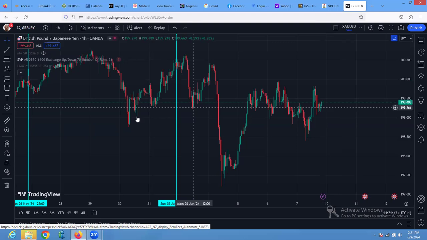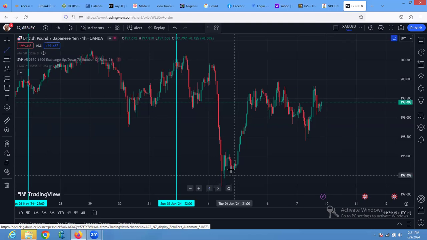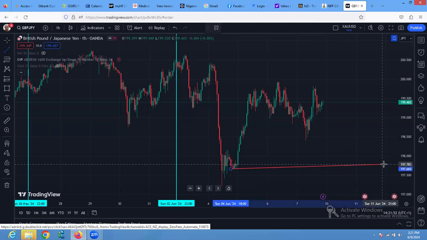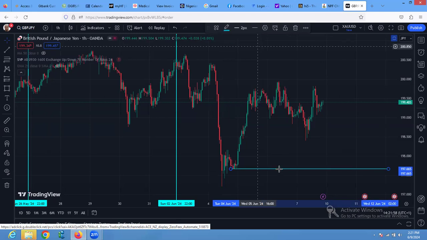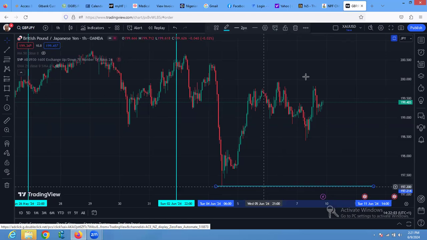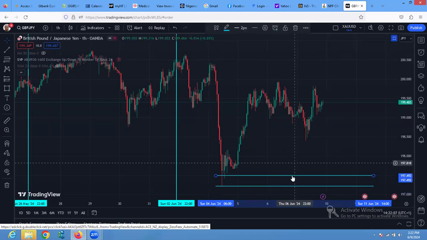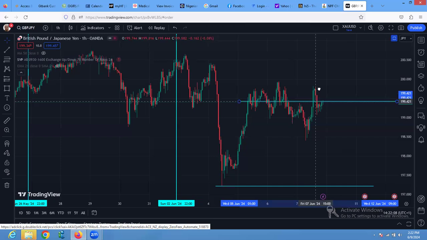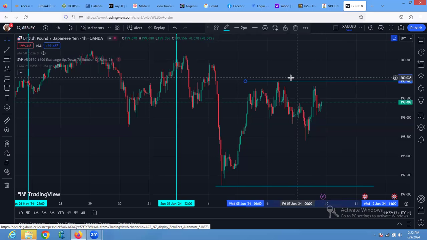Okay, let's see. Pound yen, it's a bit different. Let's see. The way we take correction, the way we try to look for opportunity, you will be getting it now because you see, me and trend resistance and trend support, we are not friends.